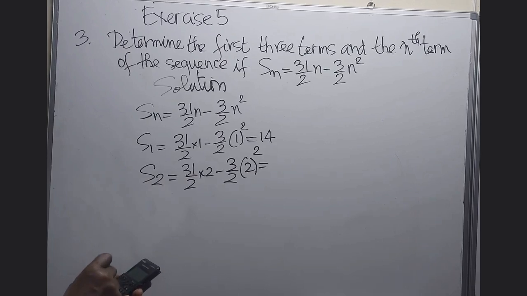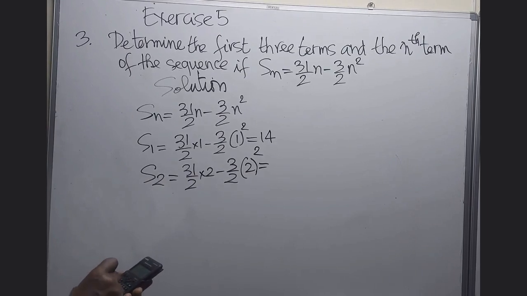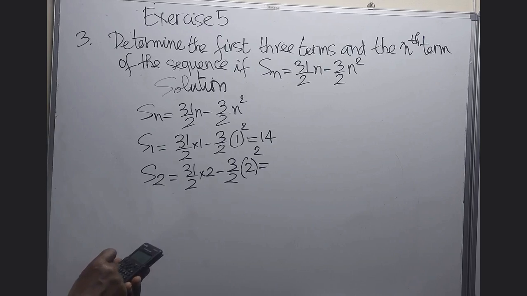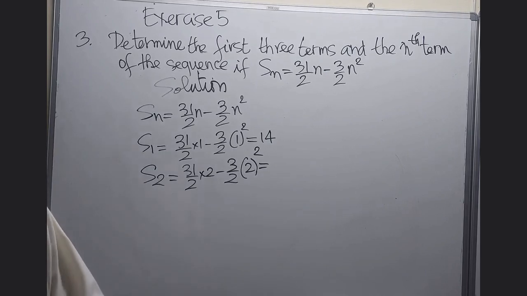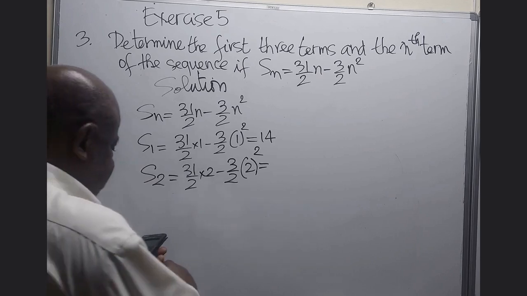31 over 2 times 2 minus 3 over 2 times 2 squared, and that will give us 25.